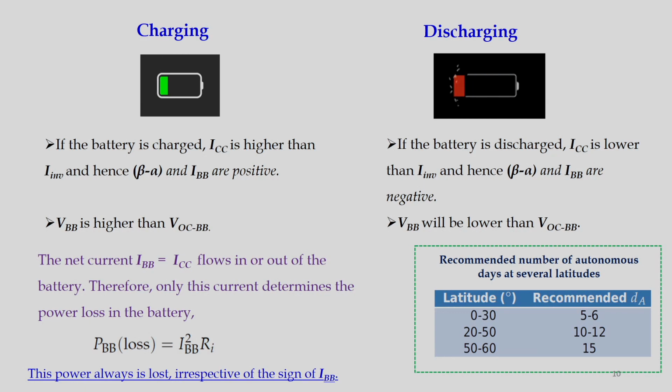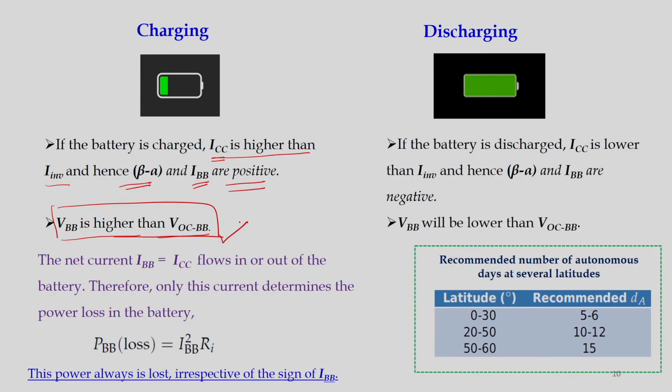There are two conditions we already know, charging and discharging. In case of charging, if the battery is charged, then ICC is higher than I inverter, that we must know. So, this ICC is higher than I inverter, and hence beta minus alpha and IBV, the current flowing through this battery bank, are positive. So, VBB is higher than VOC. We can see why VBB is higher than VOC by analyzing the solution of the quadratic equation.